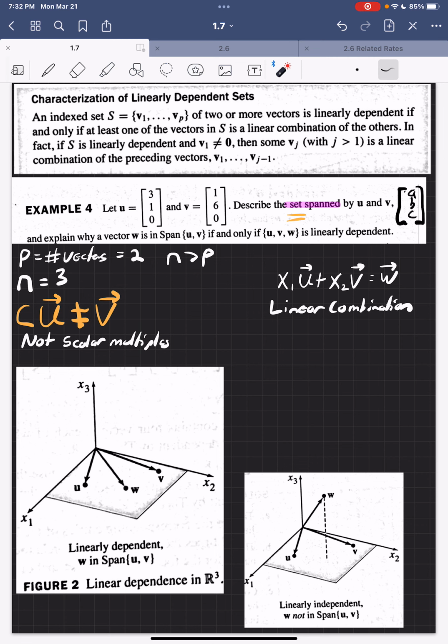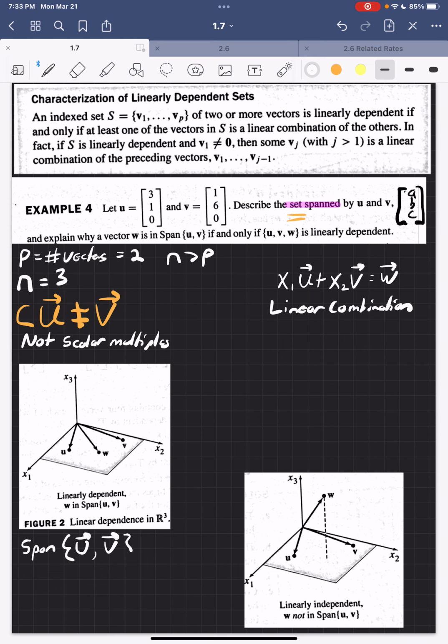So if I was trying to describe the set spanned by U and V, I would say that it's the set of vectors such that they reside on the x1, x2 plane. Let me write that for you. In other words, let me put this into the language that you would write, say, on a test or on the homework. So the span of vector U and vector V can be described as a plane, an x1, x2 plane.